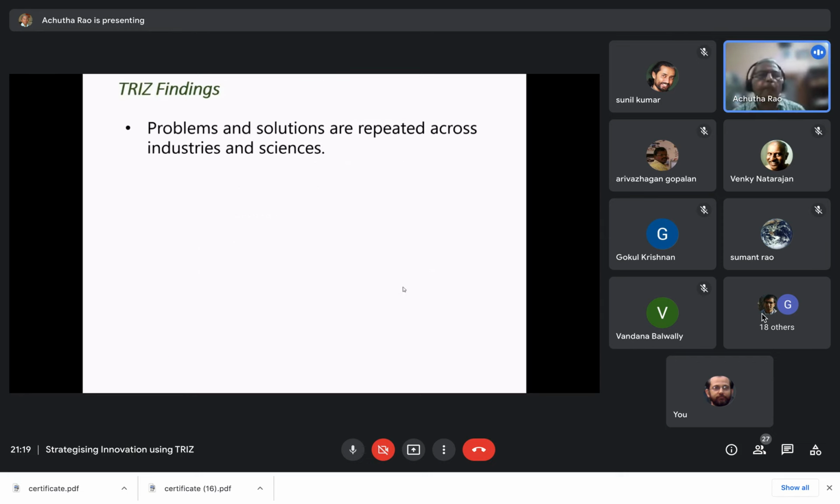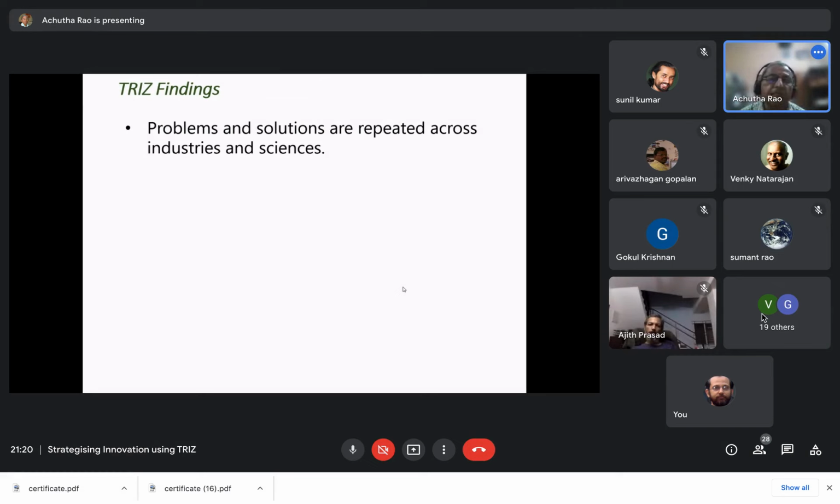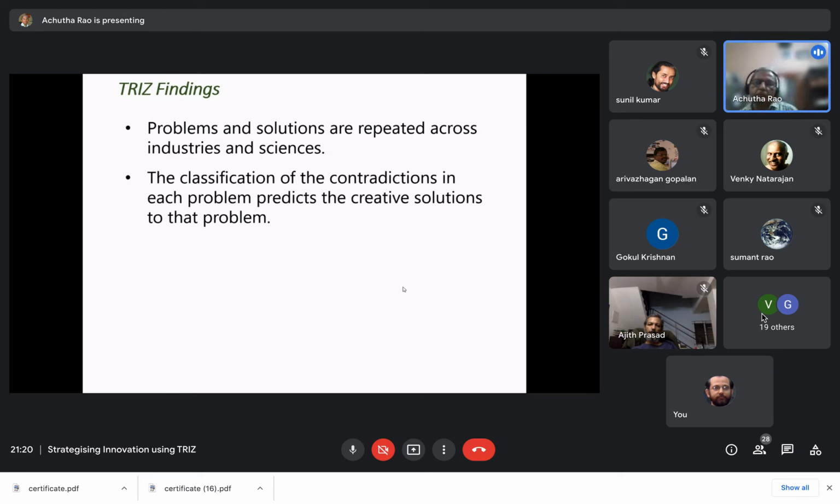Okay. So basically, these are the gist of the findings of the patent analysis. Problems and solutions are repeated across industries and sciences. That means similar problems, like reinventing the wheel, have been happening across the globe without awareness of the previous solutions already available to adopt. Then, classification of the contradiction. There is something called contradiction, which we were never recognizing. We are always using the word optimization. Every design actually results in a contradiction whenever you do it, but we find some in-between solution, right? We say compromise solution or optimization.